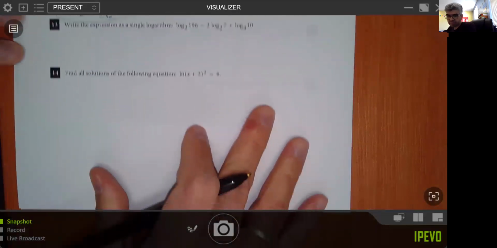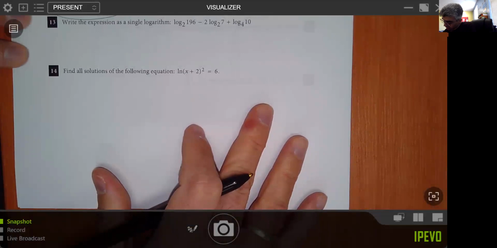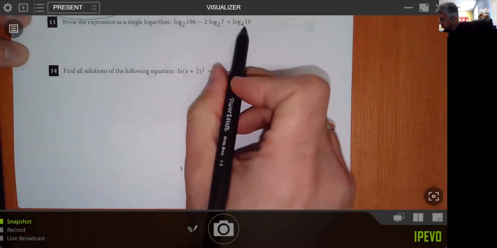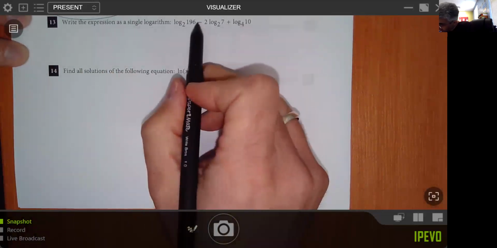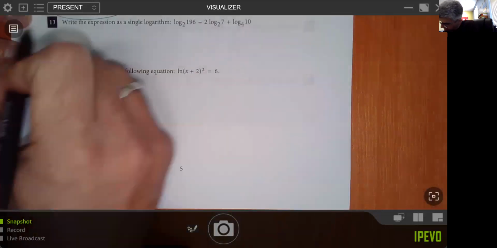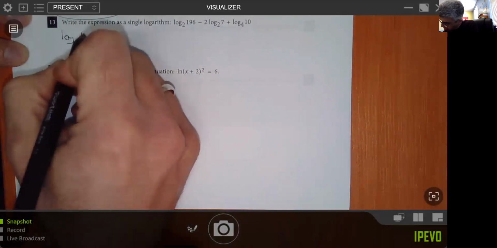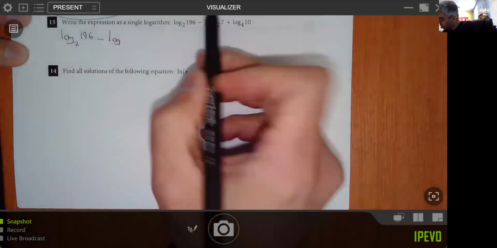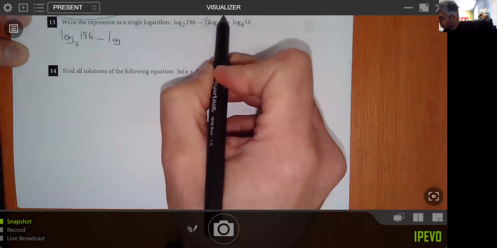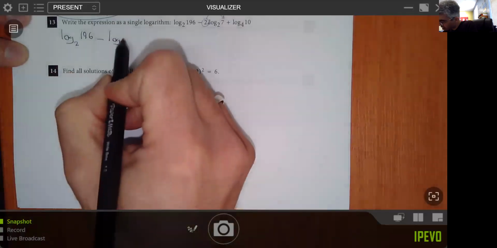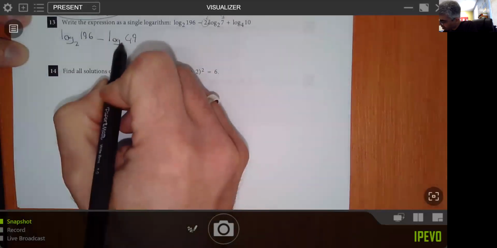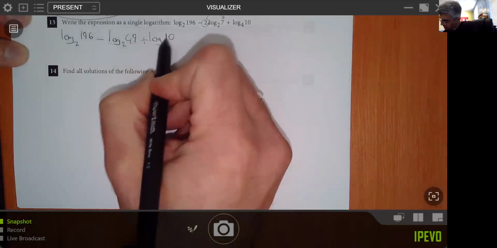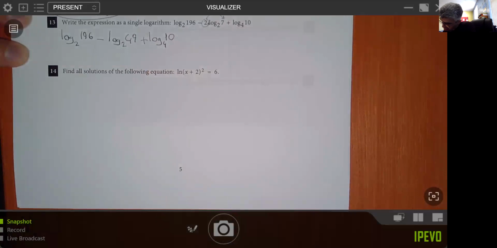Number 13. Number 13, write the expression as a single logarithm. All right, good. So do we have any power? Yes, let's work with this power first. Log of 196 base 2 minus, so if 2 becomes the square of 7, I have here 49 base 2 plus log of 10 base 4. Very good.